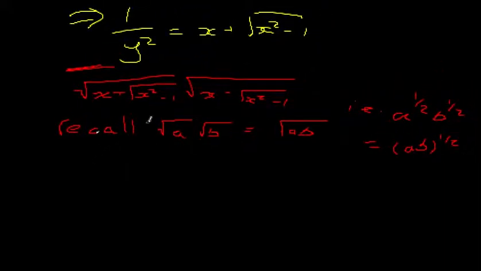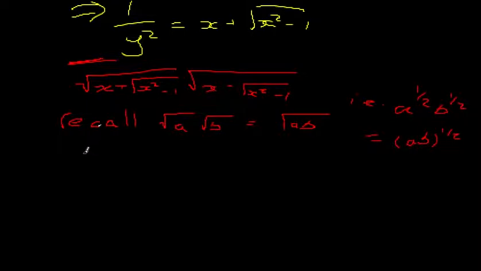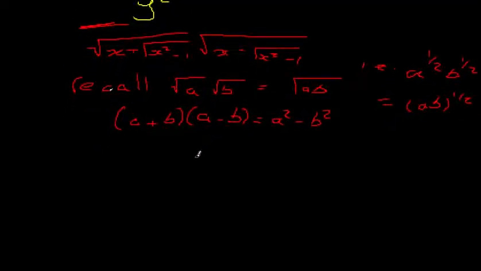So recalling this, we're going to multiply the inside of this bracket, and we see it's a difference of two squares. This is of the form A plus B times A minus B, which is A squared minus B squared. This structure comes up all the time, so it's really useful.